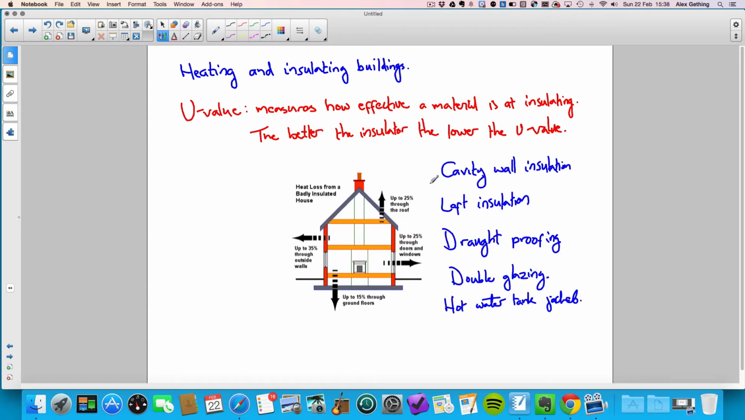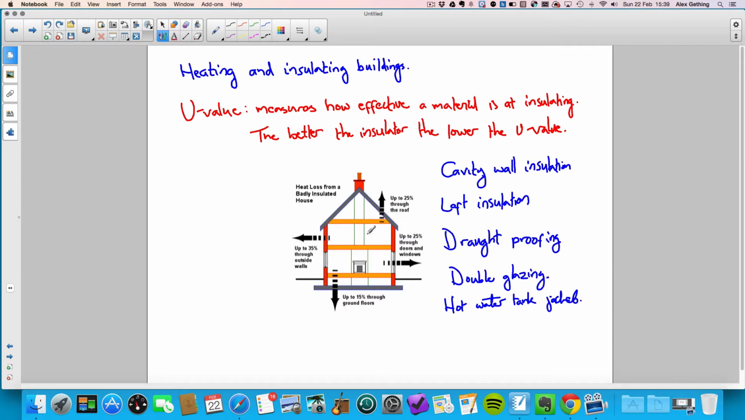So there I've listed some of the ways that we can try and prevent heat being lost from this house, including cavity wall insulation, where the gap between the inner and the outer wall is filled with some sort of insulating material. Loft insulation there, so if you haven't got loft insulation, you should get some of that put in. Draught proofing around doors and windows, where any gaps could be covered or filled in. Double glazed windows as opposed to single.